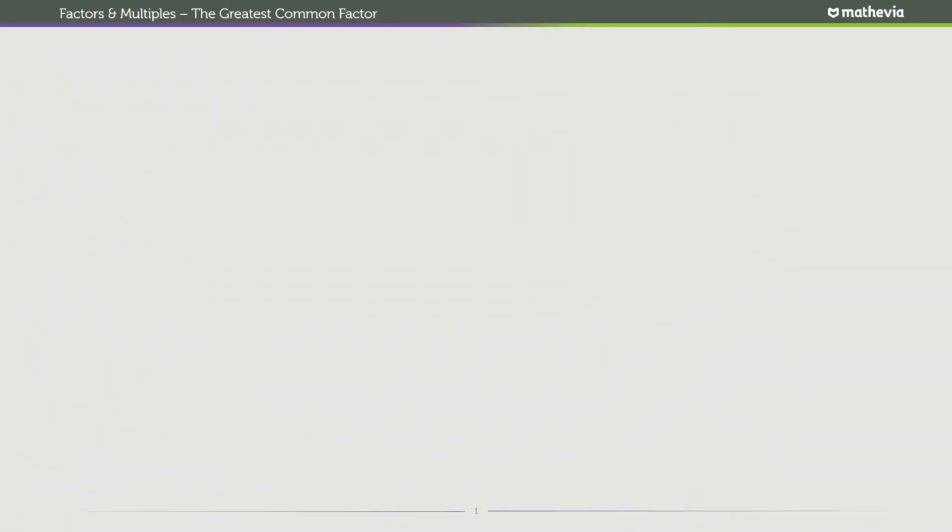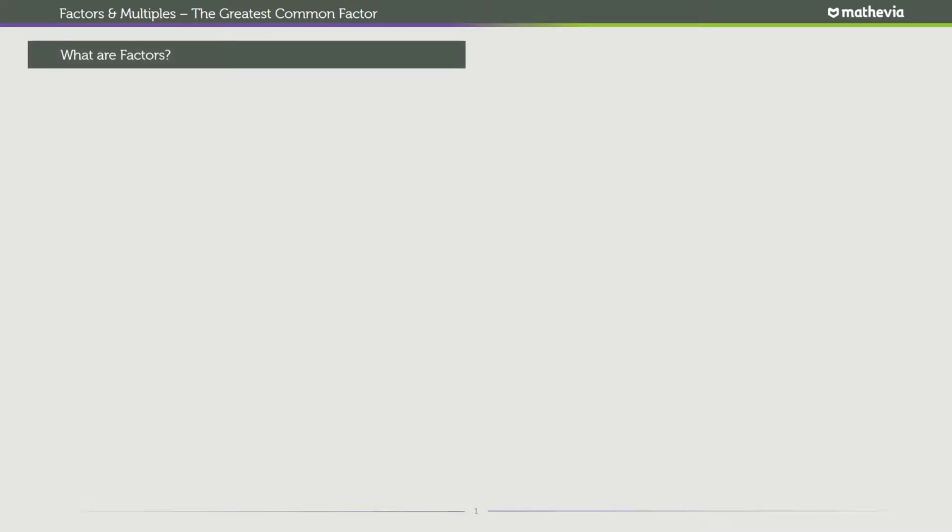So factors and multiples, the greatest common factor. Now, what exactly are factors? Okay, so we have the greatest common factor, and just like the least common multiple, we're going to break this down one after the other. Okay, so we start with factor, and then we do common factor, and then we learn what the greatest common factor is. So what exactly are factors?